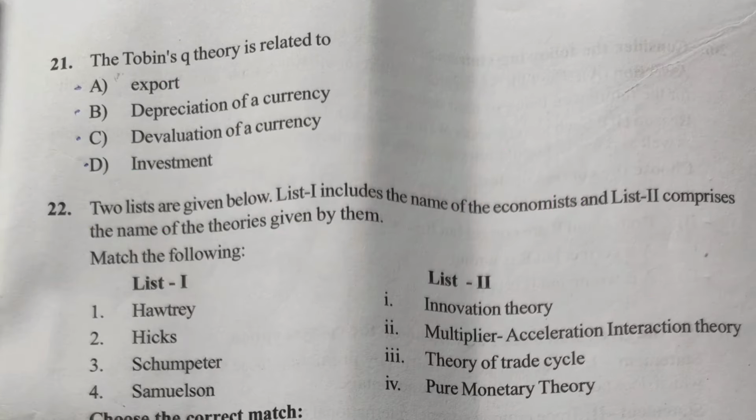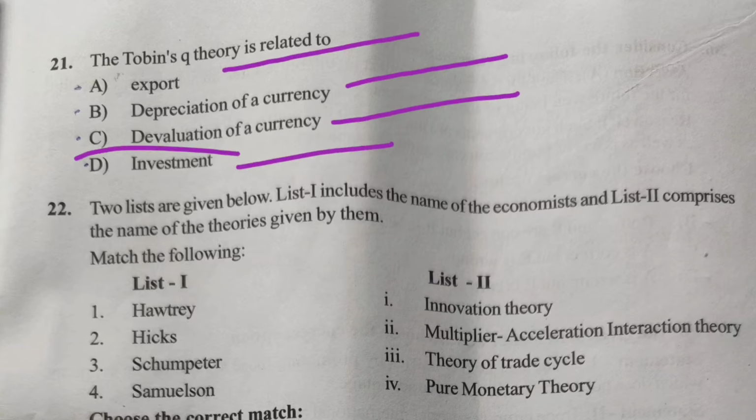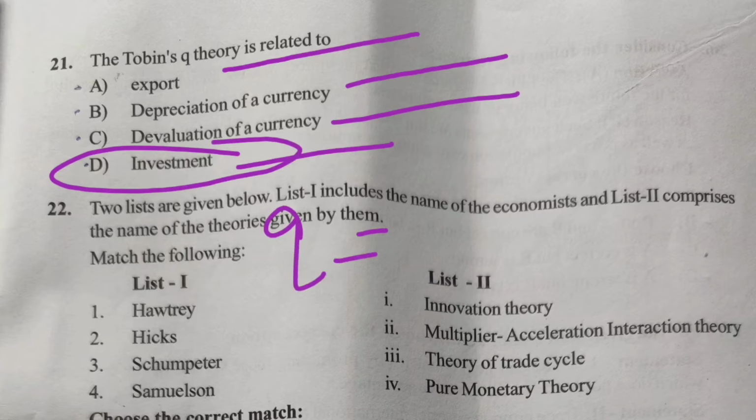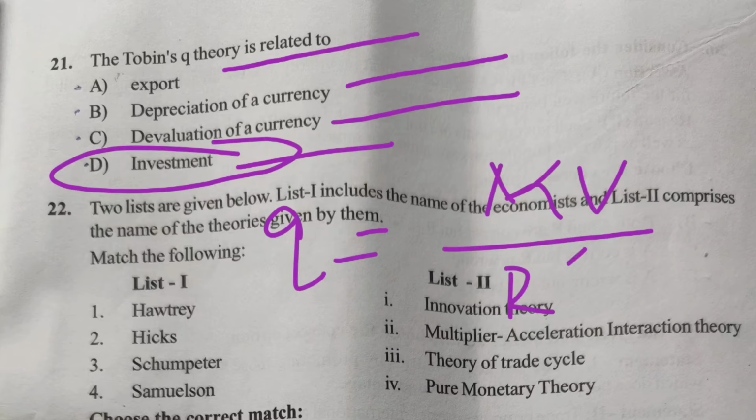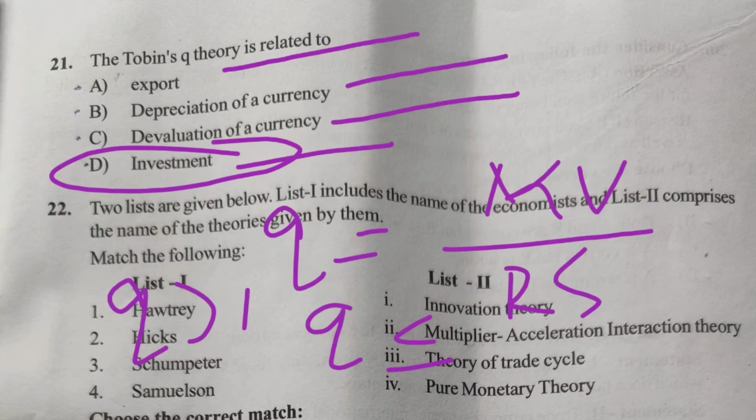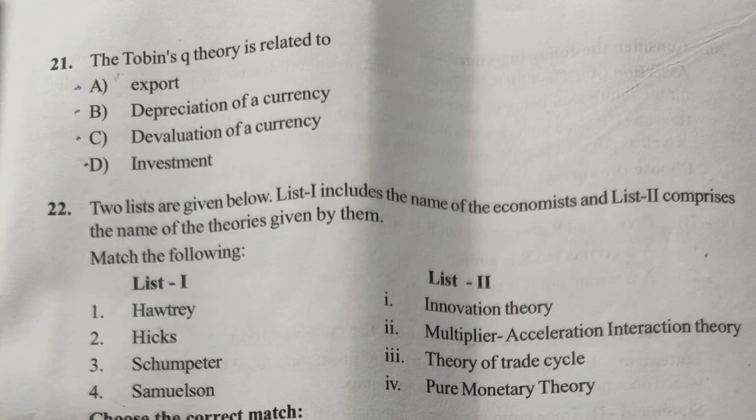Now then we have the question. The Tobin's Q theory is related to export, depreciation of currency, devaluation of currency, or investment. Correct option should be D. Okay, so Tobin's Q shows us the ratio between the market value of a company upon the replacement cost. If Q is greater than 1, new investment will be profitable. If Q is less than 1, new investment is not profitable, and if Q is equal to 1, it is the break-even case.